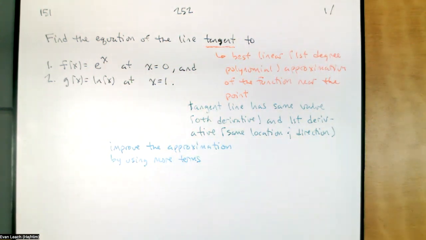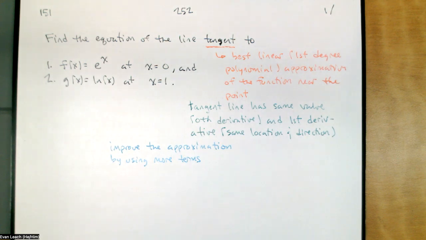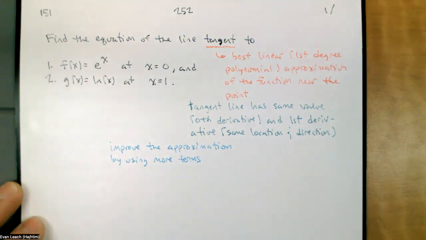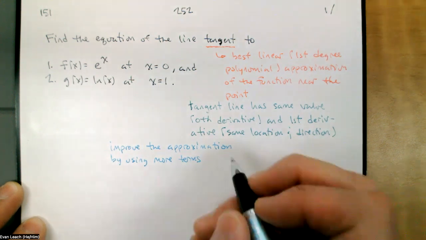We improve the approximation by using more terms, by matching more derivatives. Instead of just value and first derivative, our best quadratic approximation will use the same value, first derivative, and second derivative. Our best cubic approximation will use the same value, first derivative, second derivative, and third derivative. We use more terms to improve the approximation. That is, we match more derivatives.